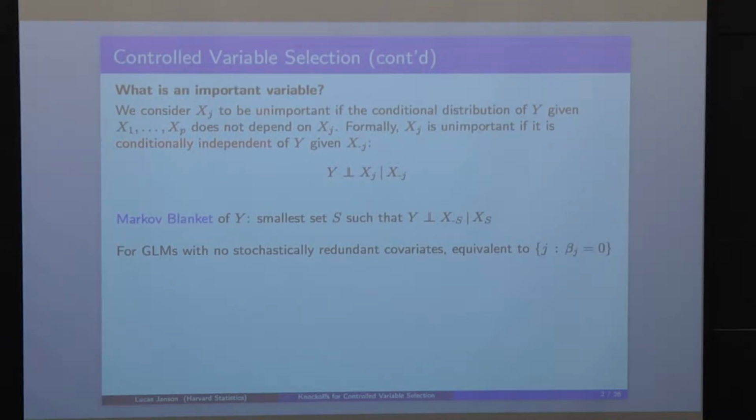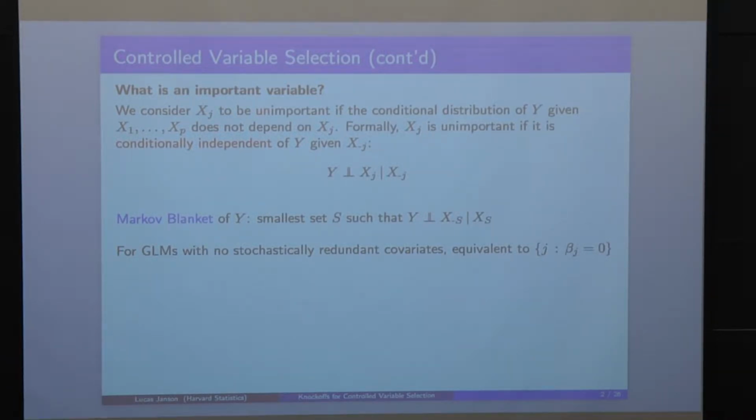Okay, so for those of you who are familiar with GLMs, the standard approach to variable selection is to find the variables which have non-zero coefficients in your generalized linear model. This is a strict generalization of that definition, which is that when the GLMs have no stochastically redundant covariates, then this is exactly equivalent to the null hypothesis that beta j equals 0 in your generalized linear model. So if we assume a linear model, I'm testing the exact same hypotheses as you would in the normal linear model setting, but my definition of an important variable extends to any model. It doesn't depend on the linear model.